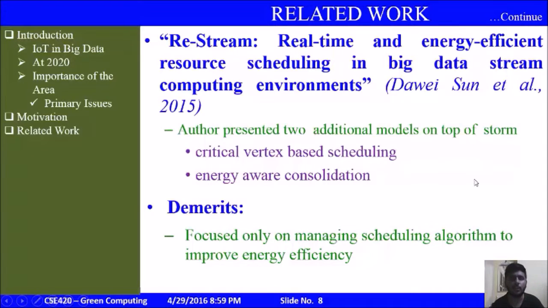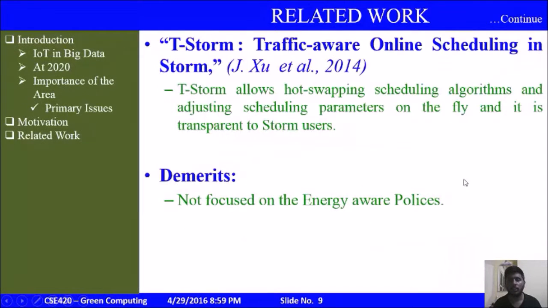The related work regarding our project: the first one is Restream, that is real-time and energy-efficient resource scheduling in big data stream computing environments. That is given by Davis et al. in 2015. The author presented two additional models on Storm. The first one was a critical vertex-based scheduling, and second is energy-aware consolidation. The demerit of this work was it didn't focus only on managing scheduling algorithm to improve energy efficiency.